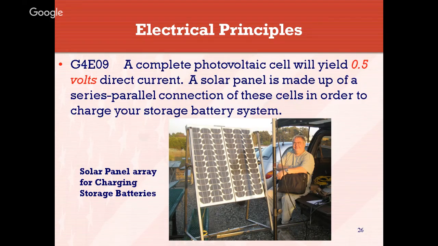And the typical cell will yield about 0.5 volts of direct current. A solar panel is made up of a series of parallel connections of these cells in order to charge your storage battery system. How they're wired up determines how much voltage the entire panel or the array is going to put out for your operation there. And there's a typical solar panel with various cells in there, and they're all wired up accordingly.